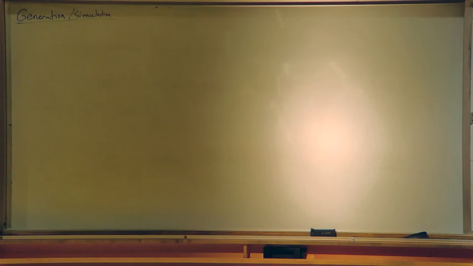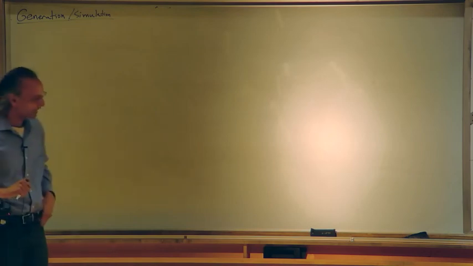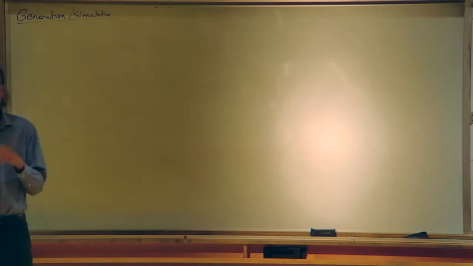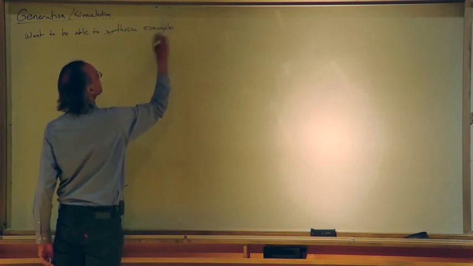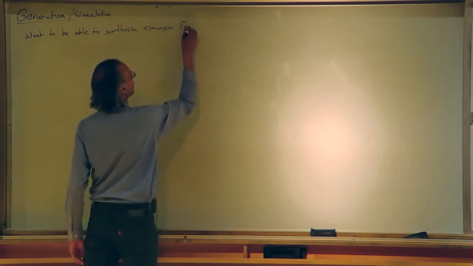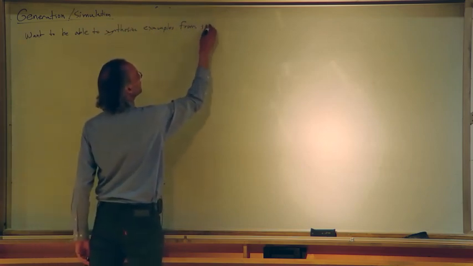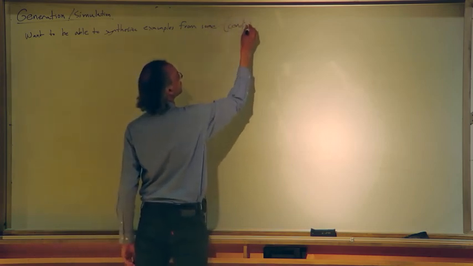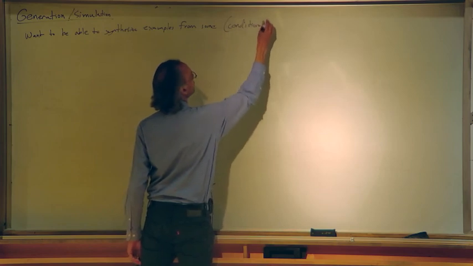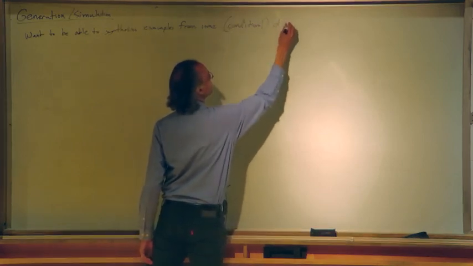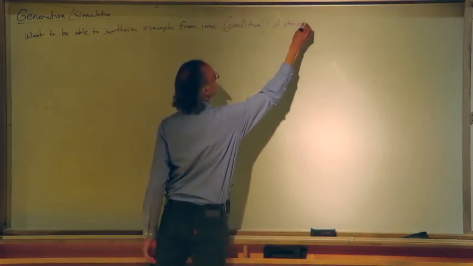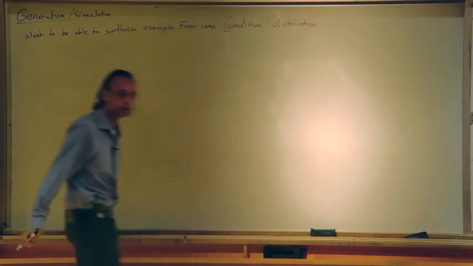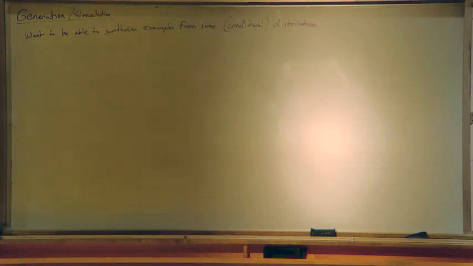So you've all seen examples of this at this point. This is where instead of the output of your model being a label, it is a sample from some conditional distribution. Okay, that's the goal. You want to be able to draw samples from something.